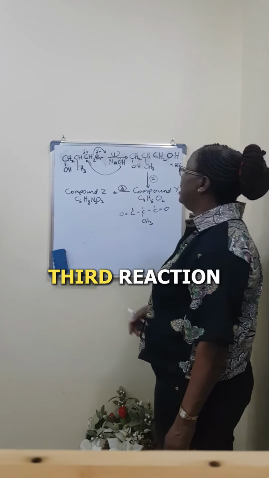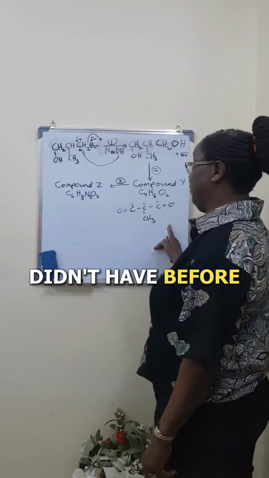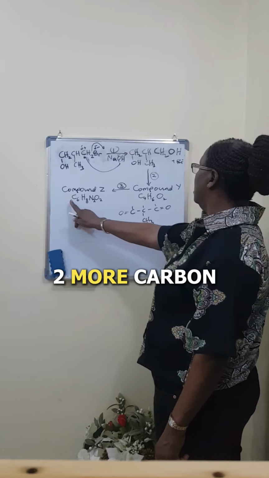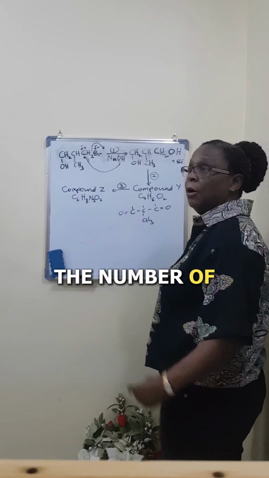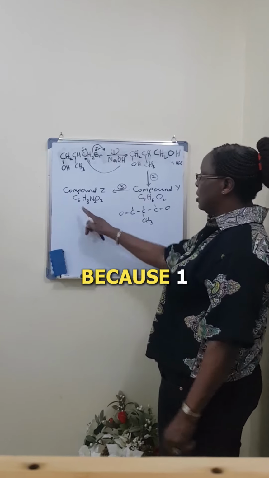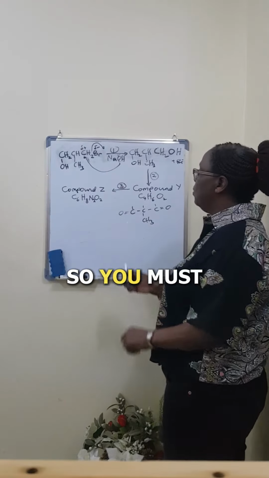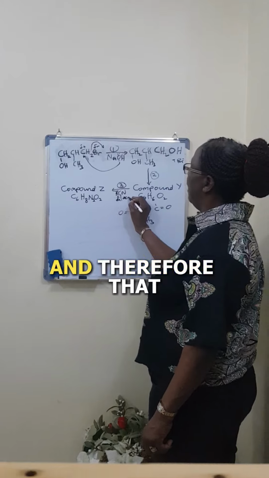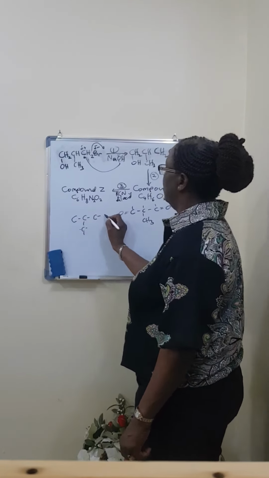Finally, in the third reaction, you can see here we now have nitrogen that we didn't have before. So something else has happened, and we have 2 more carbon atoms that we didn't have here. The only way we can increase the number of carbon atoms is by introducing CN, because 1 CN equals 1 carbon and 1 nitrogen. So you must have needed your KCN here plus a dilute acid. And therefore, that compound X is going to be this.